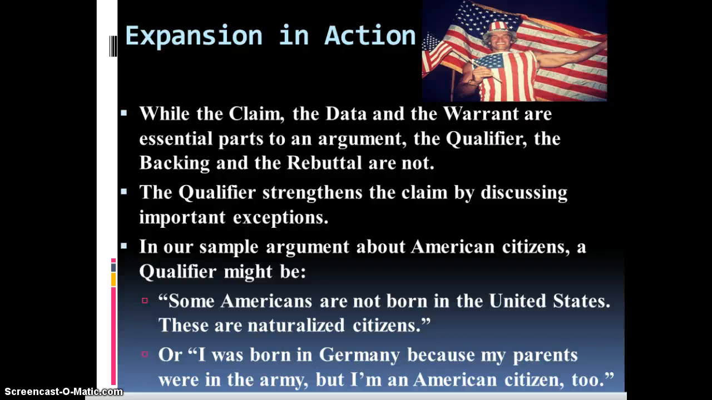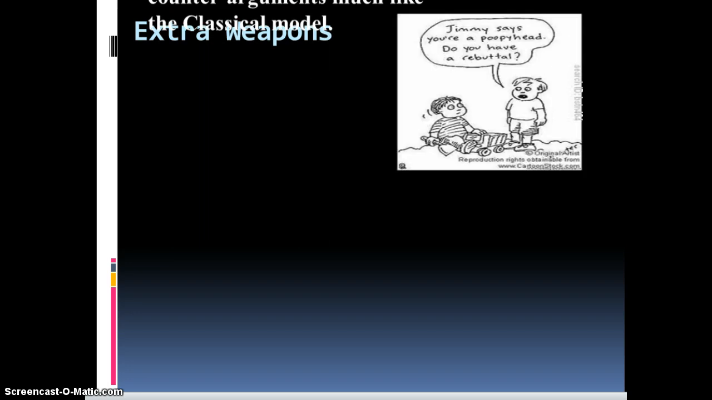And so we could look at, of course, data being a birth certificate, but then we could also say, oh wait, there's more to just being an American citizen. You could be born in a different country, but just have parents who are American. You could be born in a different country and then become naturalized. And so what the qualifier does, it helps extend that argument to show all the different exceptions.